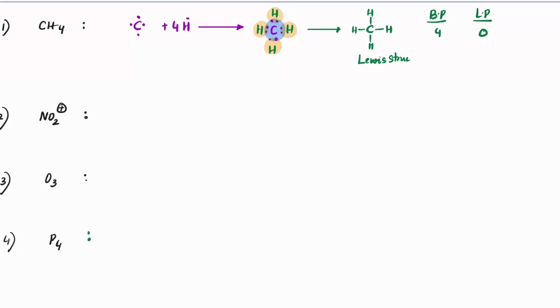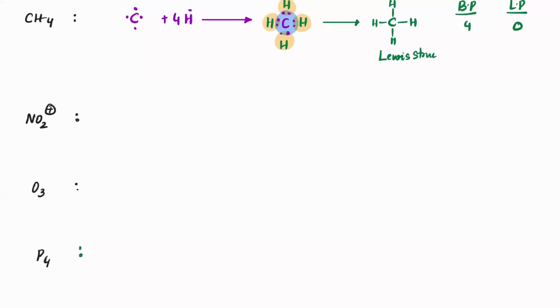First case, NO2 plus: nitrogen is less electronegative. So I know that nitrogen has a total of 5 electrons. Okay, just a second.